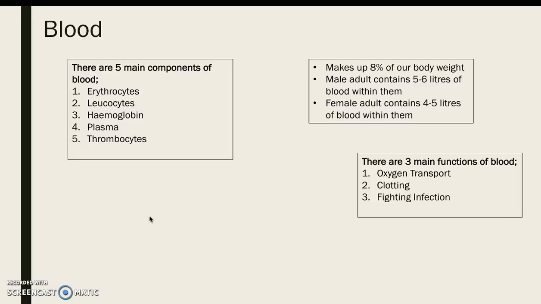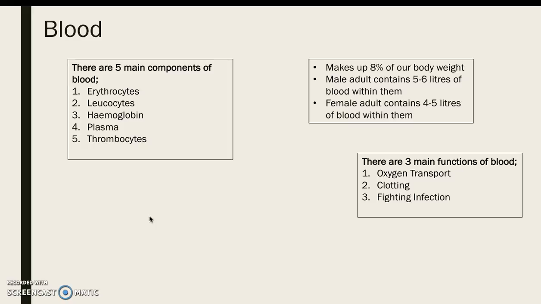There are 3 main functions of blood: oxygen transport, clotting, and fighting infection. Oxygen binds to hemoglobin in the red blood cells through using the circulatory system. Oxygen, as well as nutrients and hormones, can be transported around the body. The circulatory system is made up of all the blood, heart, and blood vessels. That is oxygen transport.